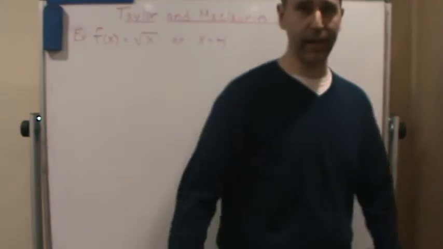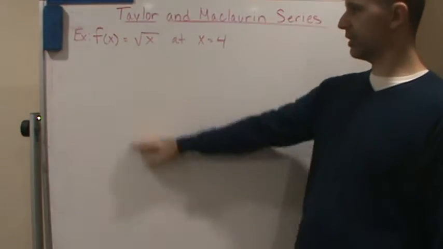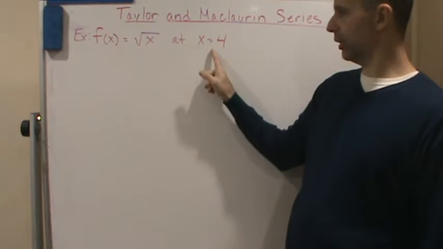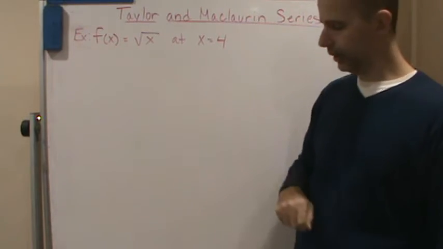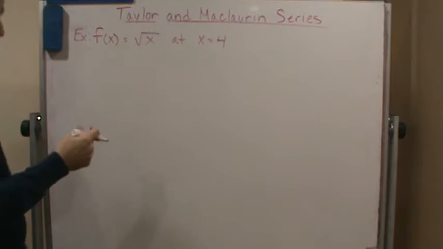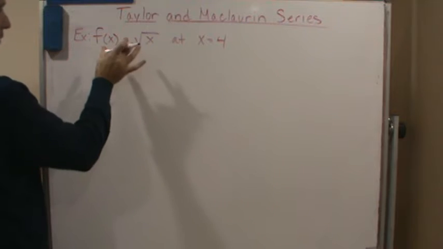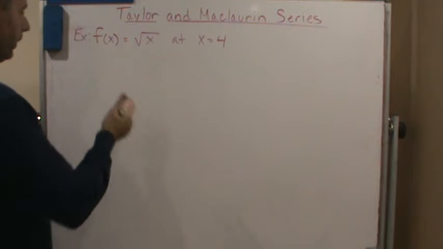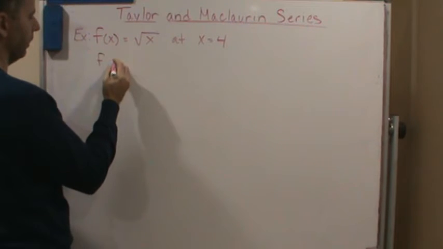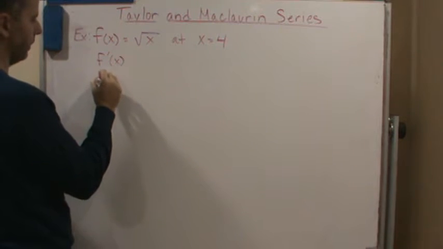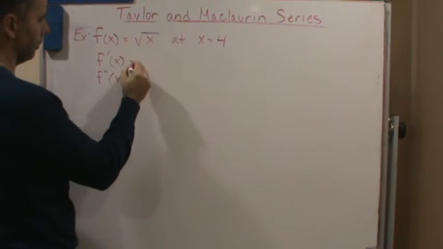Okay, so welcome back, and now let's do another example. This time we're going to use the square root of x as our function, and we're going to do it at x equals 4. So a is 4 here. We're going to do the same thing: estimate this using the first two Taylor polynomials, the first and second one. Again, we have to take the first derivative and the second derivative.